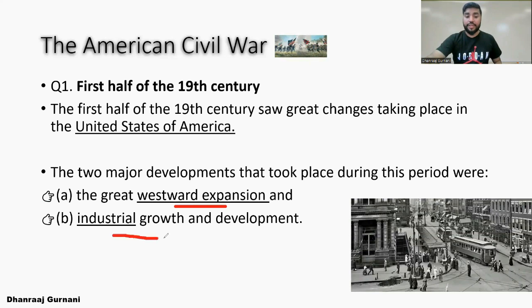And number two, industries were growing and developing. Industrial development had happened, the industrial revolution had started. Although the industrial revolution had begun in Britain, it was spreading all over the world, and industries were going to develop in the USA as well now.